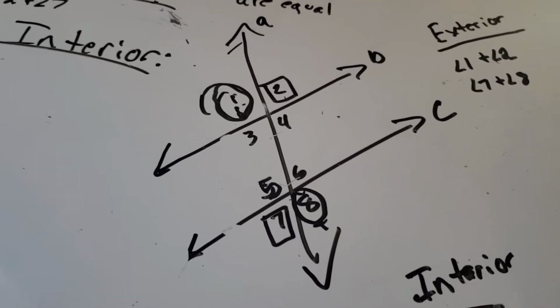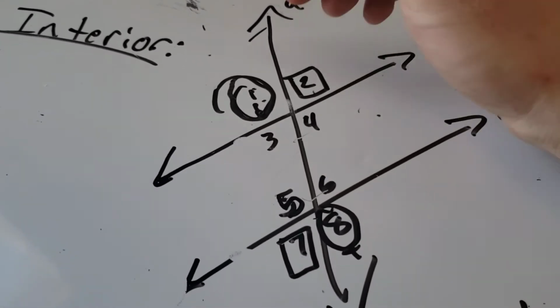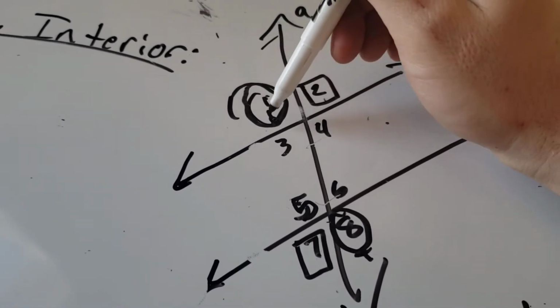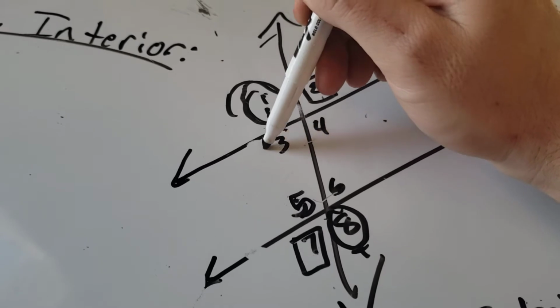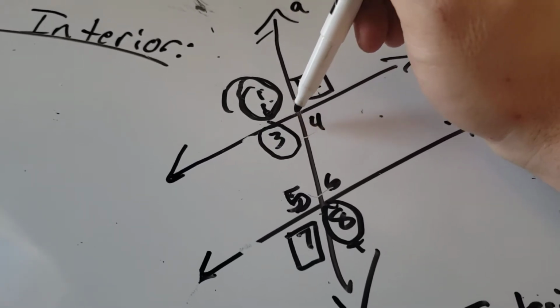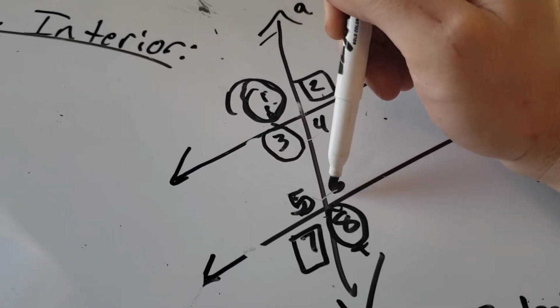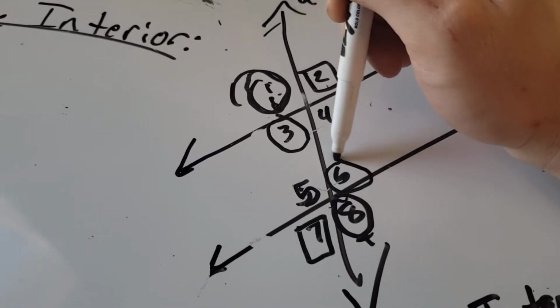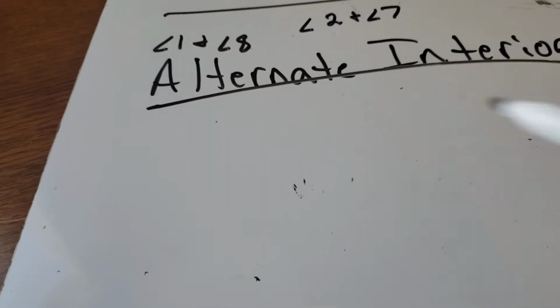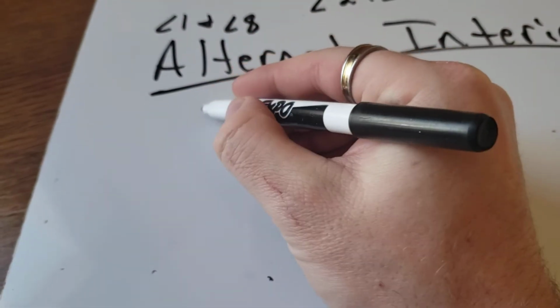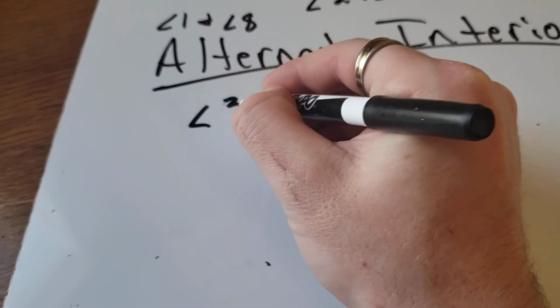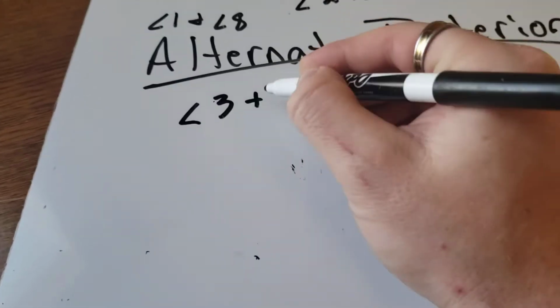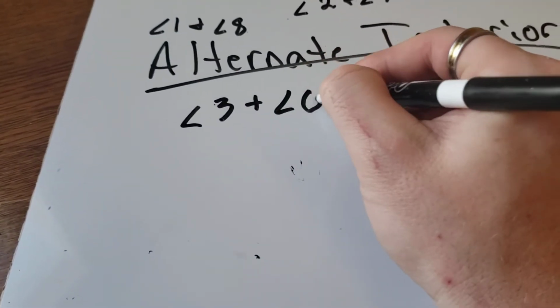All right, so alternate, opposite sides of the transversal, right? So we've got angle 3, which is an acute angle. And then on the opposite side, we've got angle 6, which is also an acute angle. So our first pair of alternate interior angles are angles 3 and 6.